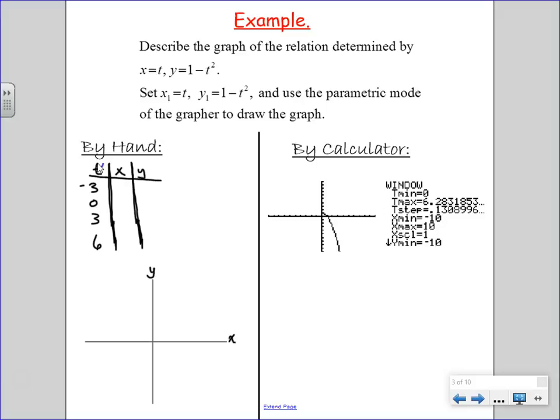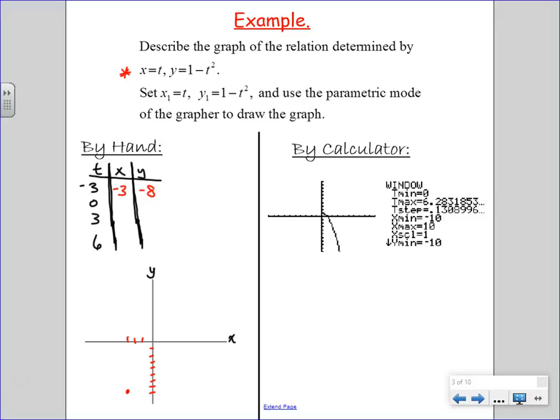Plugging in -3, all we have to do is go back to our equations. What point, what location is this particle, this object at when time is -3? X value of -3, y value of -8. Good. So we go 1, 2, 3, 1, 2, 3, 4, 5, 6, 7, 8. Okay? There's our initial point, at least for our table.